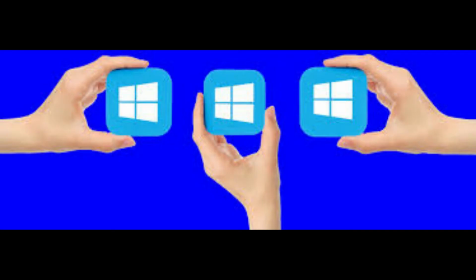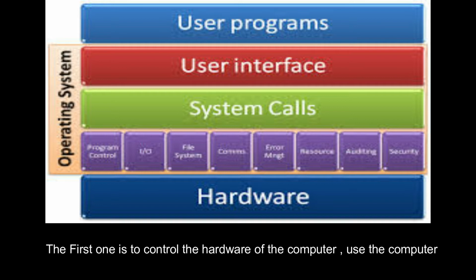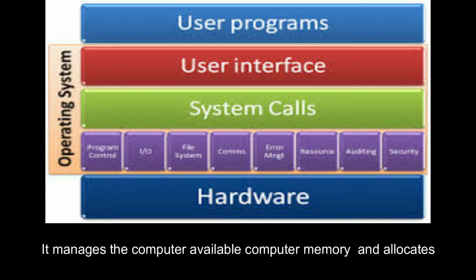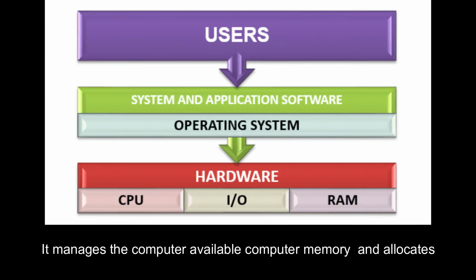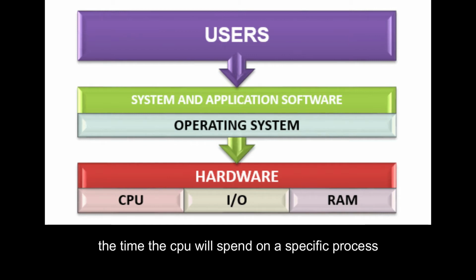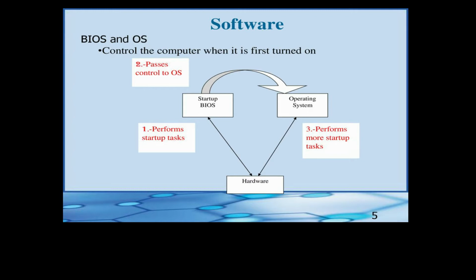Well, as the name suggests, an operating system helps us to operate the computer, but still, what does it do? An operating system has two main tasks to perform. The first one is to control the hardware of the computer, use the computer's resources and distribute them properly. It manages the available computer memory, and allocates the required amount of memory each program needs and the time the CPU will spend on a specific process. It also manages the peripheral or storage devices and handles printing needs.